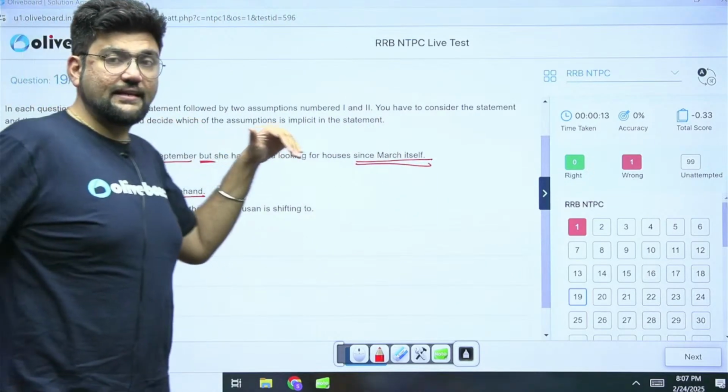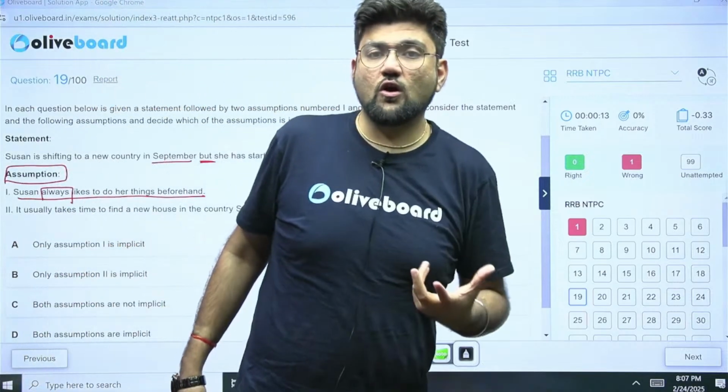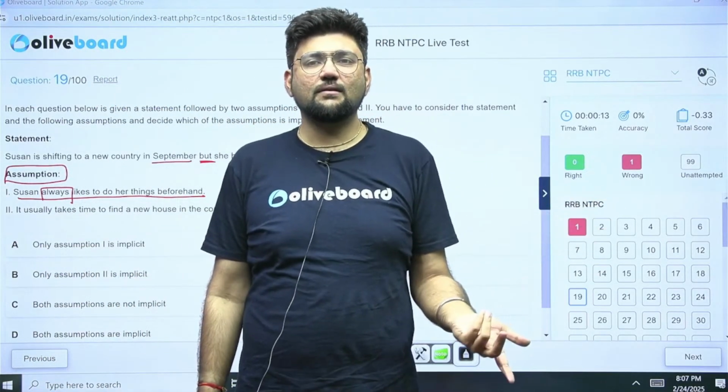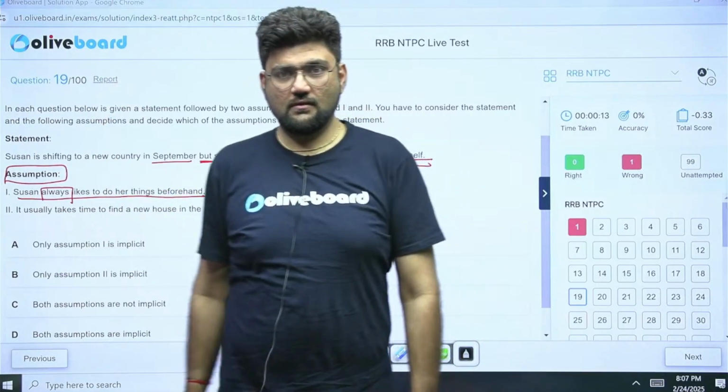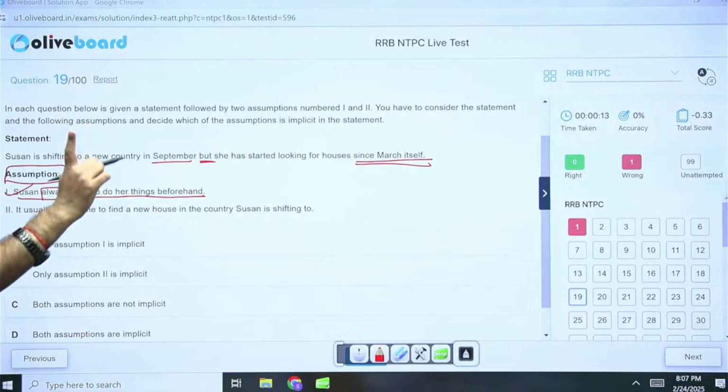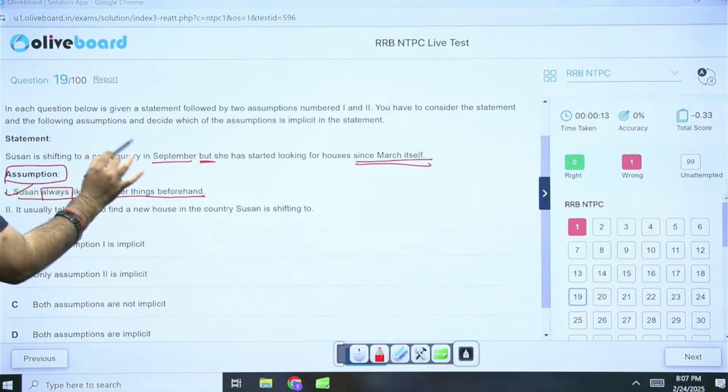So this statement can be taken as a tone of sarcasm, that she is shifting in September, looking since March only. Okay. So this assumption is implicit. You can say that this assumption can be drawn from this statement.